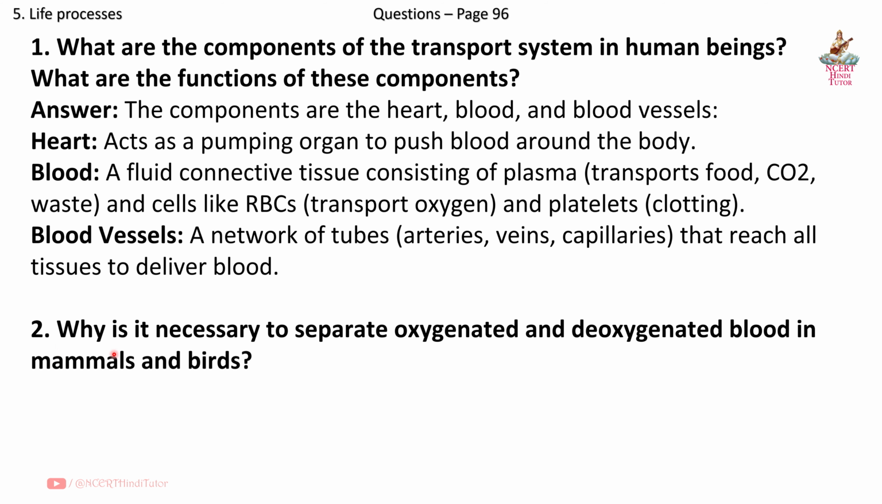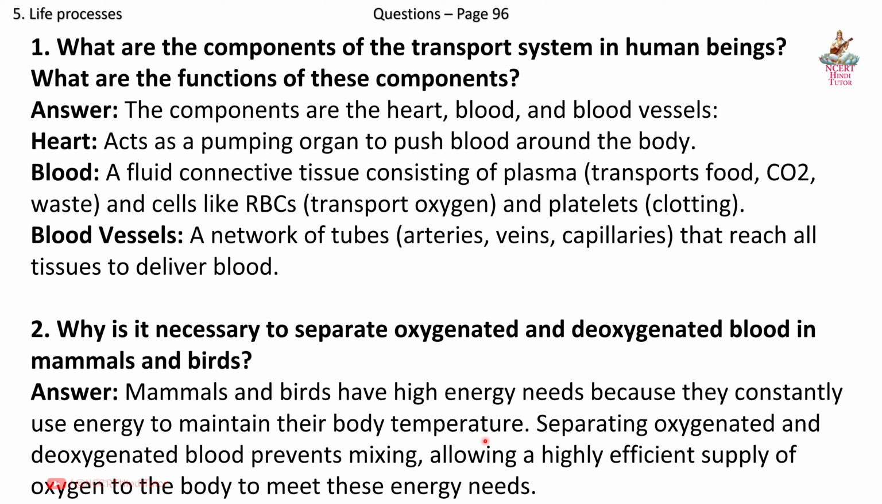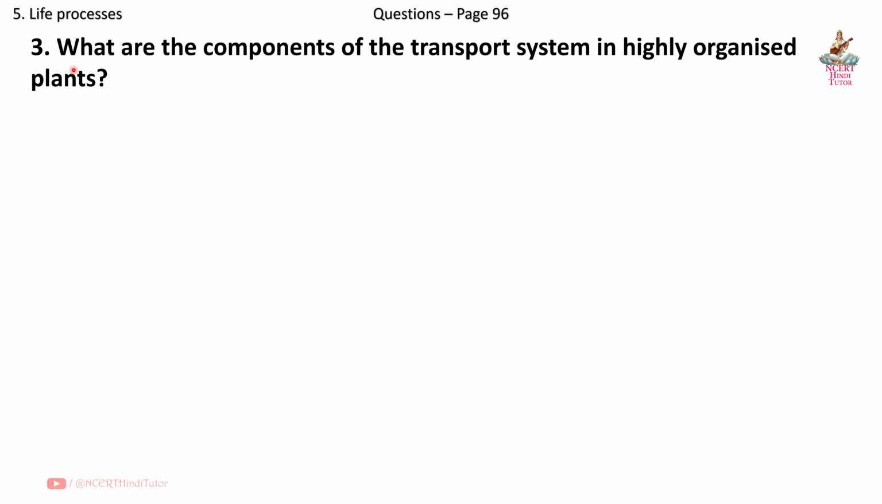Question 2. Why is it necessary to separate oxygenated and deoxygenated blood in mammals and birds? Answer. Mammals and birds have high energy needs because they constantly use energy to maintain their body temperature. Separating oxygenated and deoxygenated blood prevents mixing, allowing a highly efficient supply of oxygen to the body to meet these energy needs.